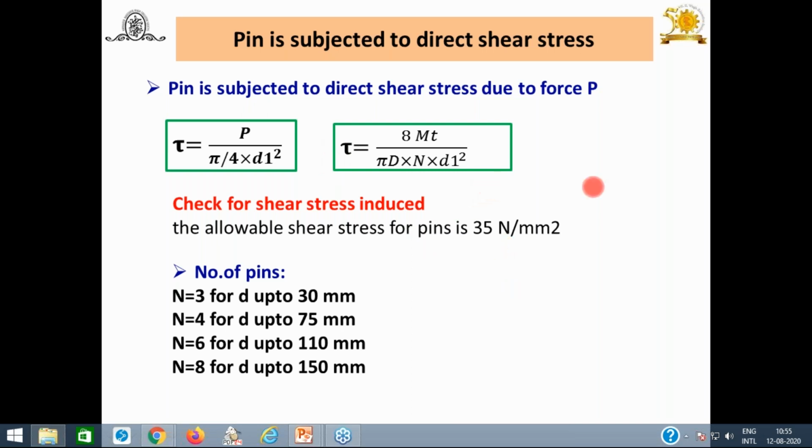If it is not mentioned, you can check the pin. Otherwise, if the material is given, you can find out tau permissible as 0.5 SYT upon FOS. You will get tau permissible. You can check this induced stress with the tau permissible. If it's less, you can say your design is safe. This is about the design of the pin.